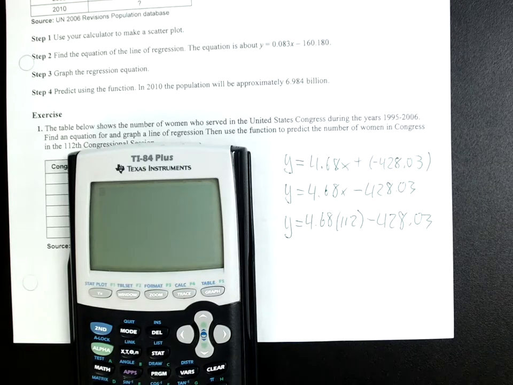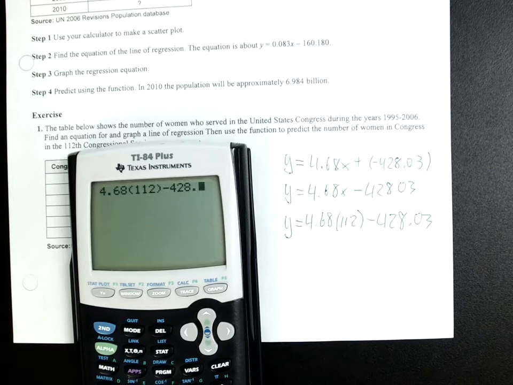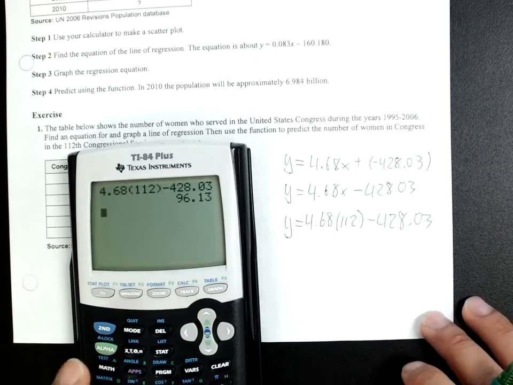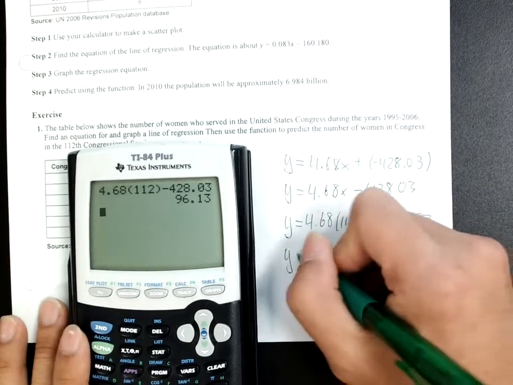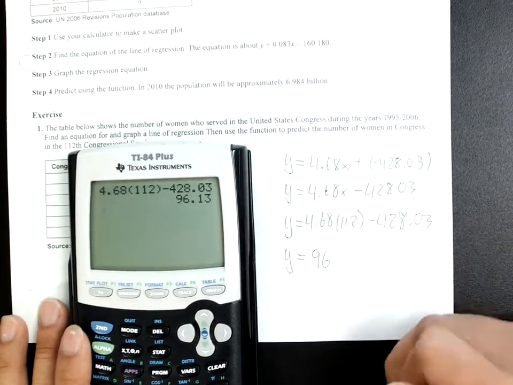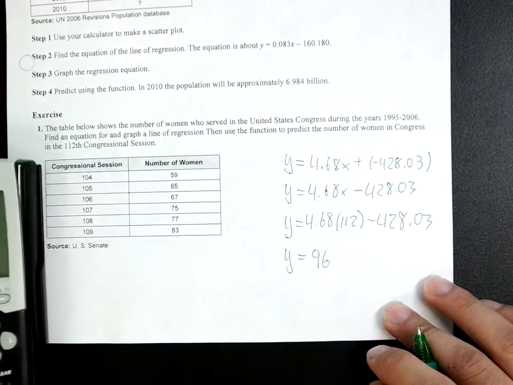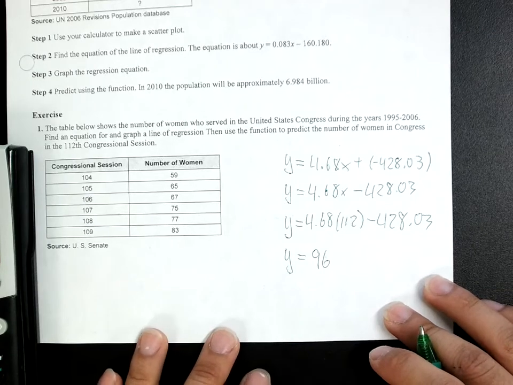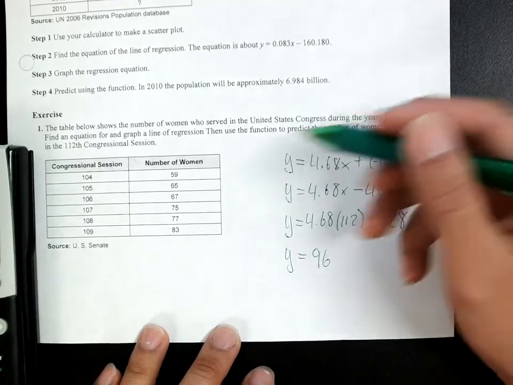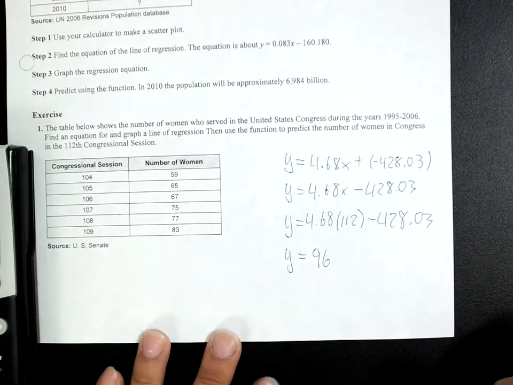Once you plug this in, 4.68 times 112 minus 428.03. It's going to tell us we have roughly 96. And 96 is the number of women in the United States Congress.